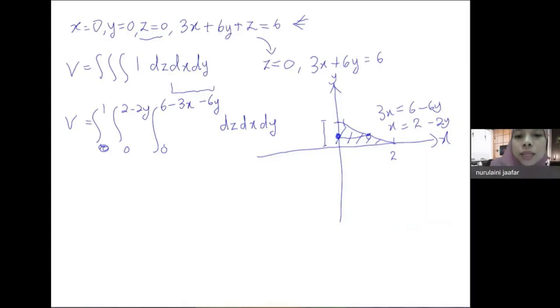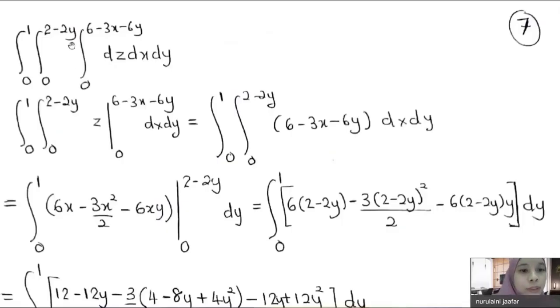Then you can solve. Now we look at this equation. We want to integrate 1 dz dx dy. First, as usual, we integrate dz. Integrating 1 dz, we will get z. Substitute the limits, 6 minus 3x minus 6y into z, and then 0. So you will get 6 minus 3x minus 6y dx dy.